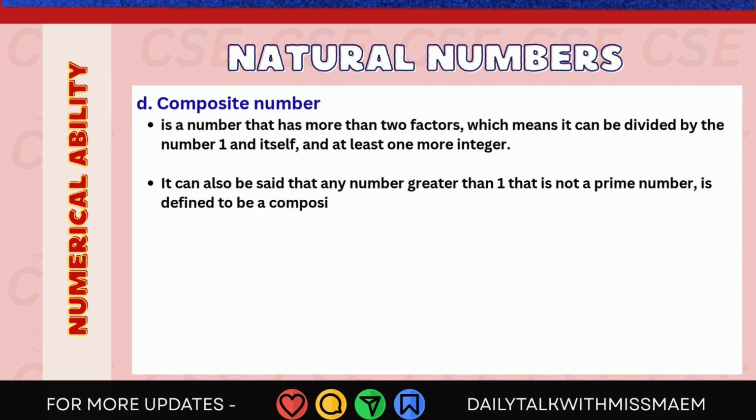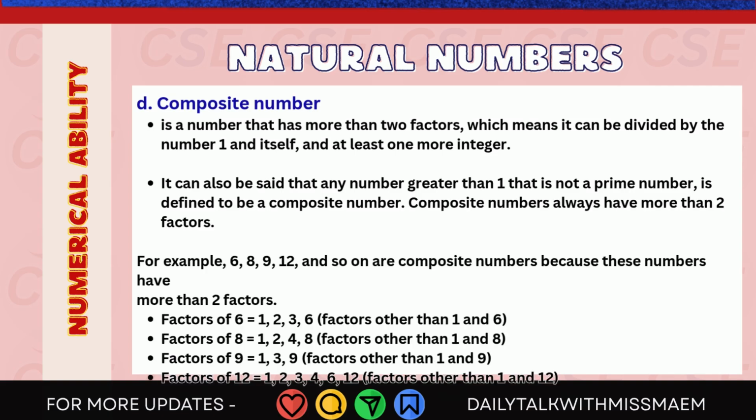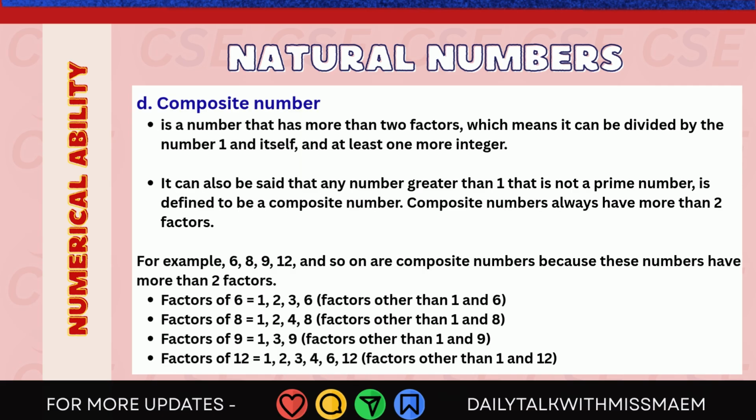Now, a composite number has more than two factors. Examples: 6, 8, 9, 12. A composite number is a number that has more than two factors, which means it can be divided by the number 1, itself, and at least one more integer. It can also be said that any number greater than 1 that is not a prime number is defined to be a composite number. Composite numbers always have more than two factors. For example, 6, 8, 9, 12, and so on are composite numbers because these numbers have more than two factors.